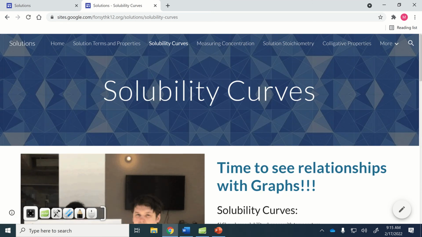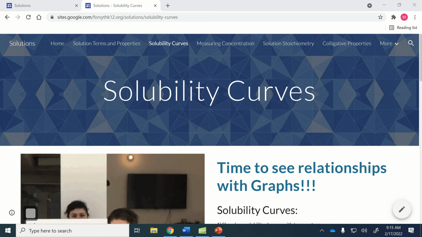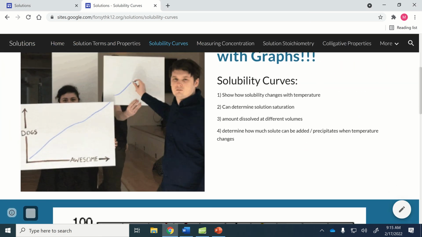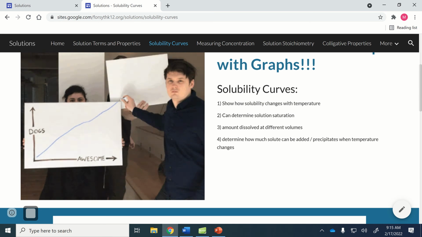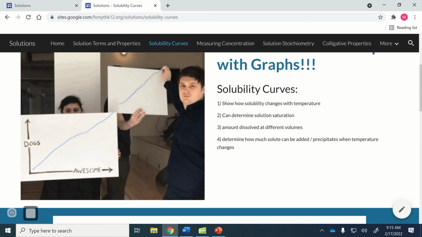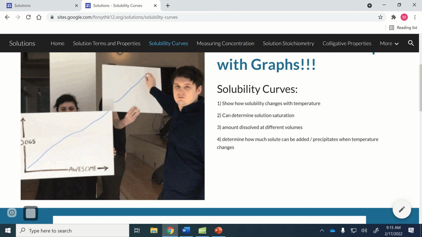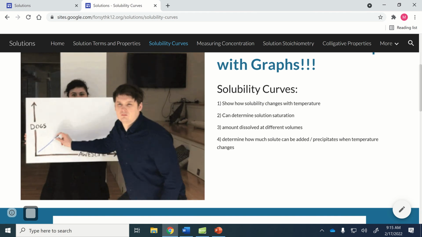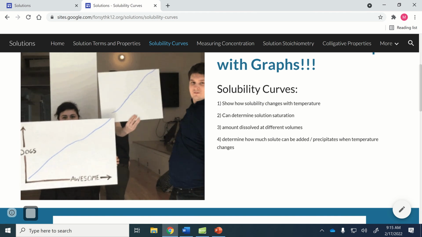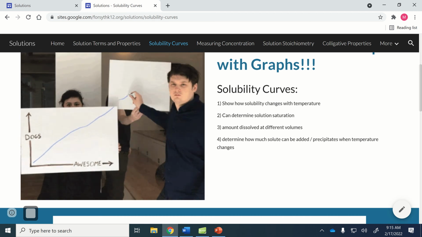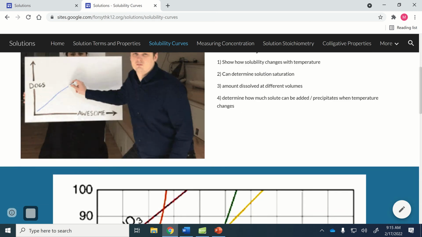We want to look at solubility curves. With solubility curves, these are graphs that show how solubility changes with temperature. There's a lot of things we can do with this. We'll be able to use this to figure out how much can be dissolved, when the solution is saturated, unsaturated, supersaturated, how much can be dissolved at different temperatures, so not just at one temperature, and how much can be added or precipitates when I change temperature. So there's lots of questions that we can do with solubility curves.